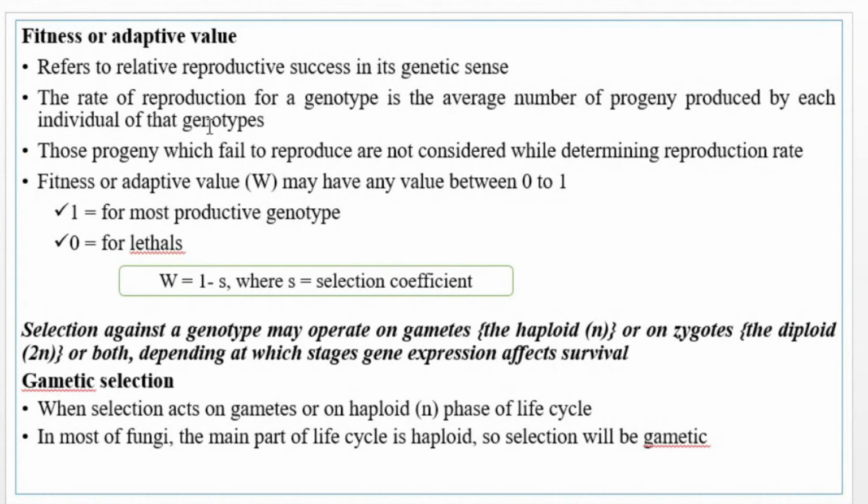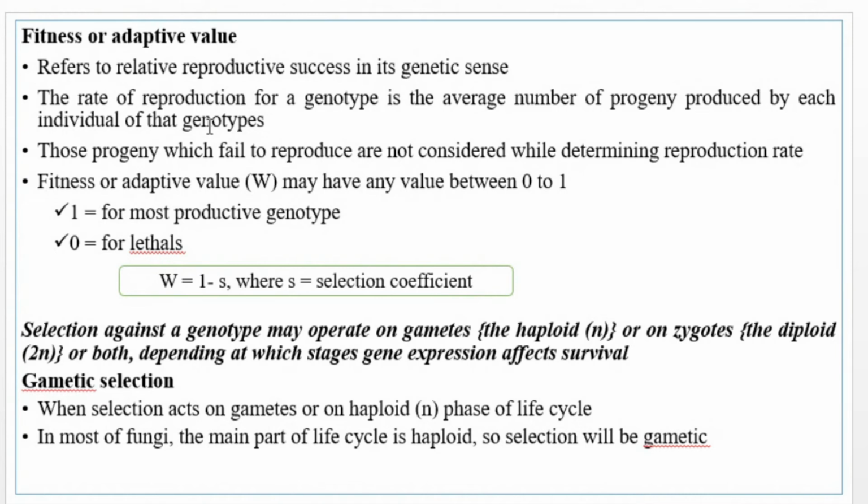Now in this, we consider only those individuals, those offspring which can reproduce and survive, which have survivability or viability to survive in the next generation. Those progeny which fail to reproduce are not considered in determining the reproduction rates. Progeny must have the ability to produce viable offspring. In the reproductive rate calculation, we fit that.